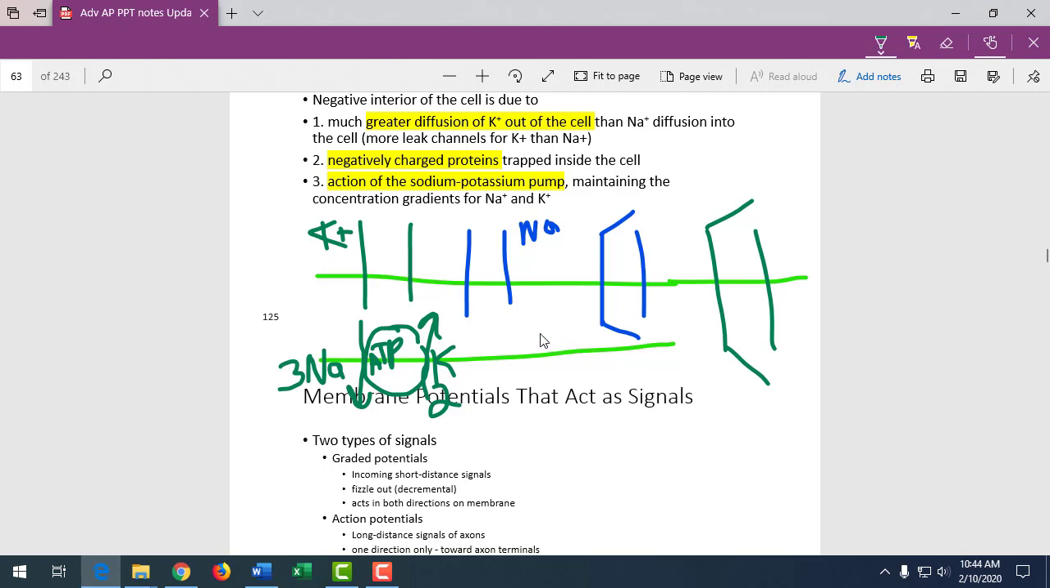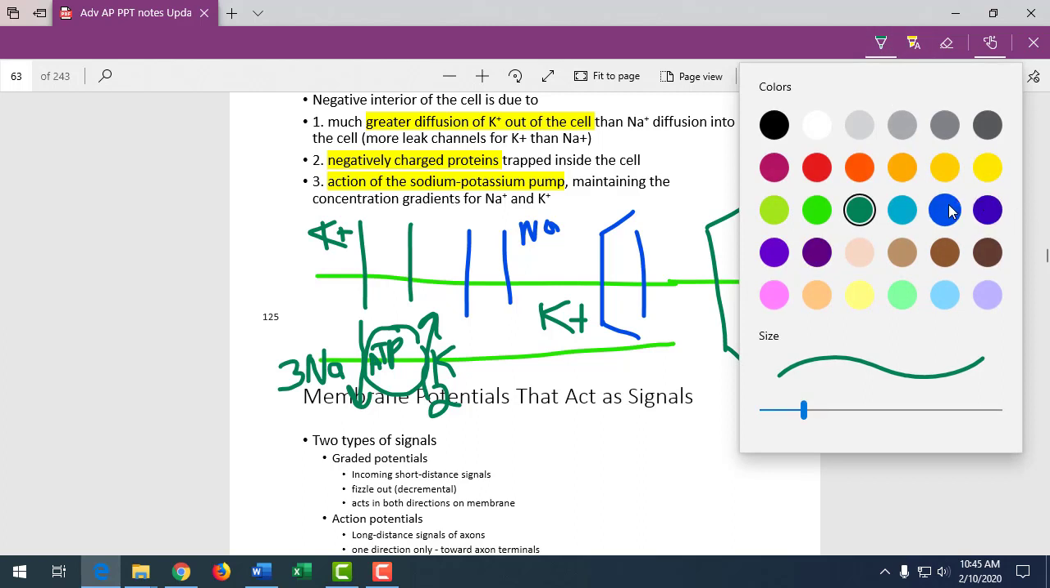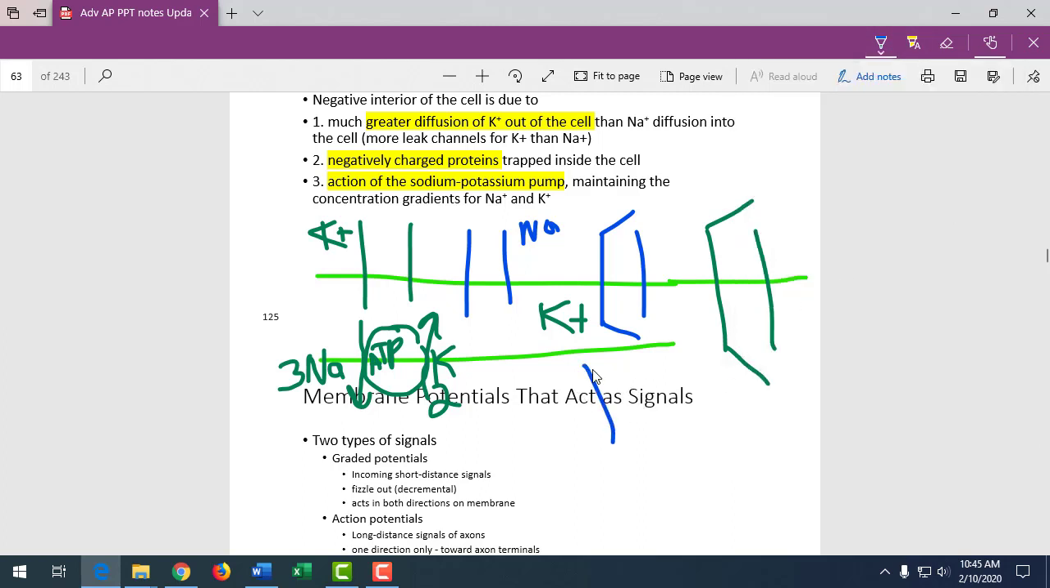Yeah, inside the cell. So this is the inside of the nerve cell. Okay, so we're going to see more potassium inside the cell. And what would you expect to see more of outside the cell? Sodium, because it's constantly being dumped out. So we're going to see more sodium outside the cell.